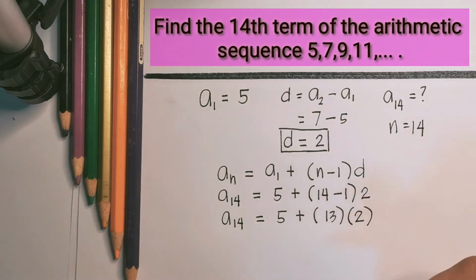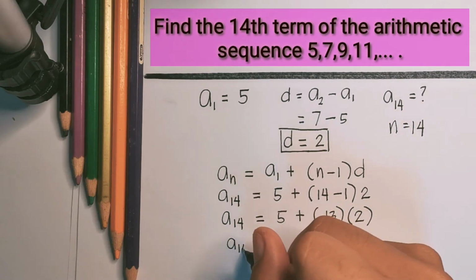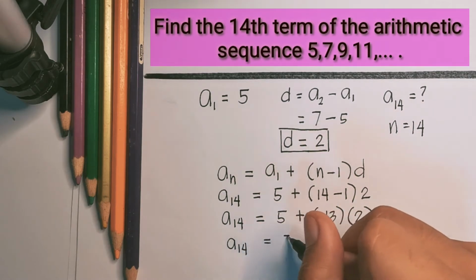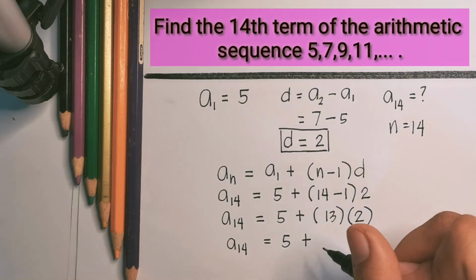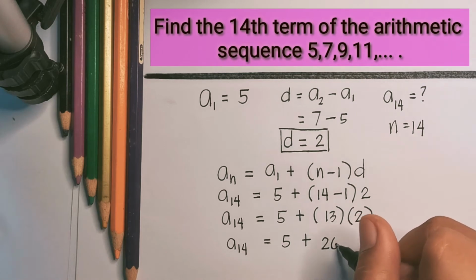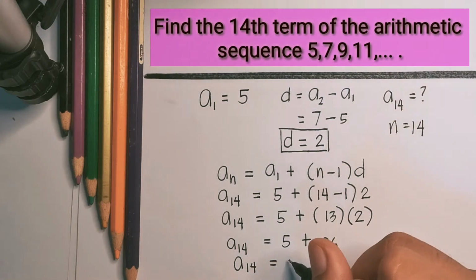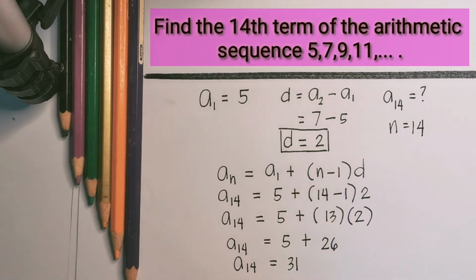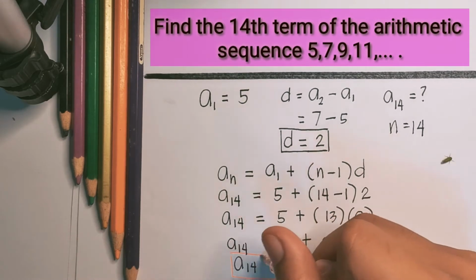After that, i-multiply natin yung 13 and 2. So, a sub 14 equals 5 plus 13 times 2, that is 26. Then, i-add natin. So, a sub 14 is equal to 5 plus 26 is equal to 31. Ibig sabihin, ang ating a sub 14 or the 14th term of the sequence ay 31.